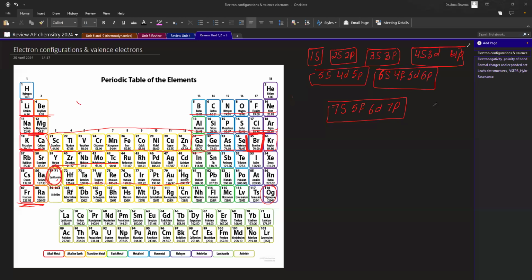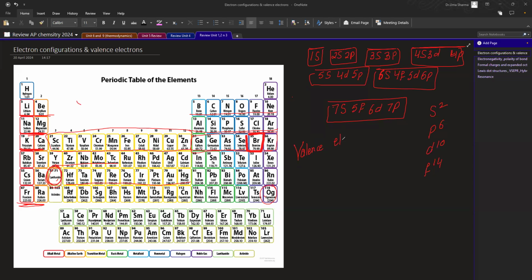Now, how many electrons can you have in the s orbital? S can have how many electrons? 2. P can have 6. D can have, Afan, 10. Very good. F can have 14. Perfect.